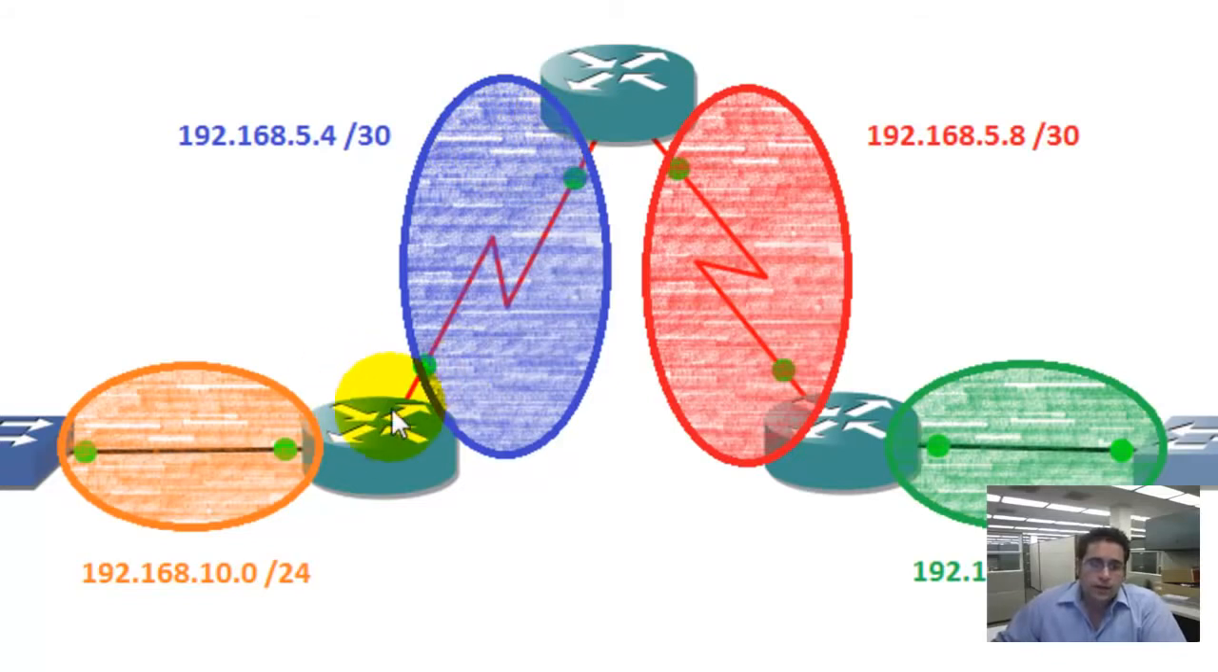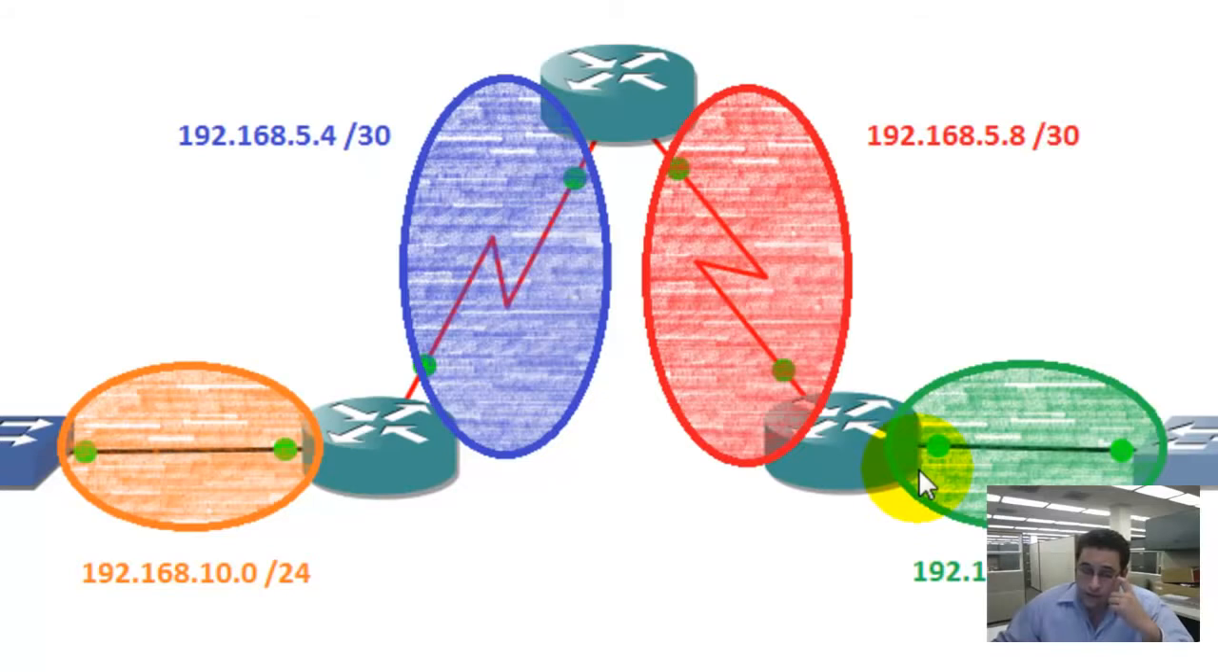Next is between router 3 and router 1. There's a serial connection. This serial connection is 192.168.5.4 with /30. Notice how that only leaves 2 bits for the host portion. The reason we only leave 2 bits for the host portion is because we only have 2 NICs here. We don't want to waste address space using a bigger chunk of it. All we need are 2 bits. On this side, same deal. On the red side, we have 192.168.5.8 with a /30.